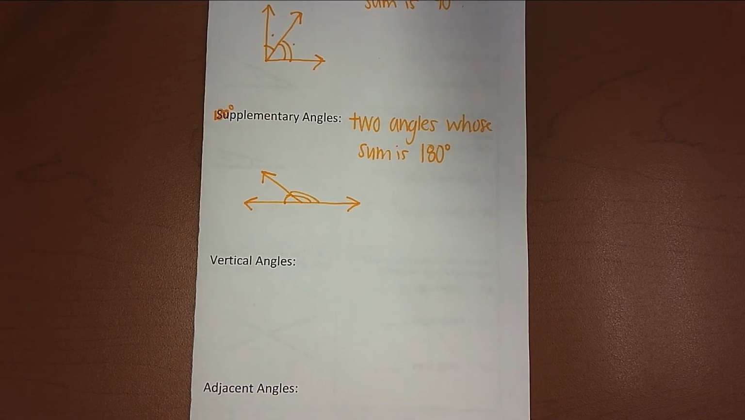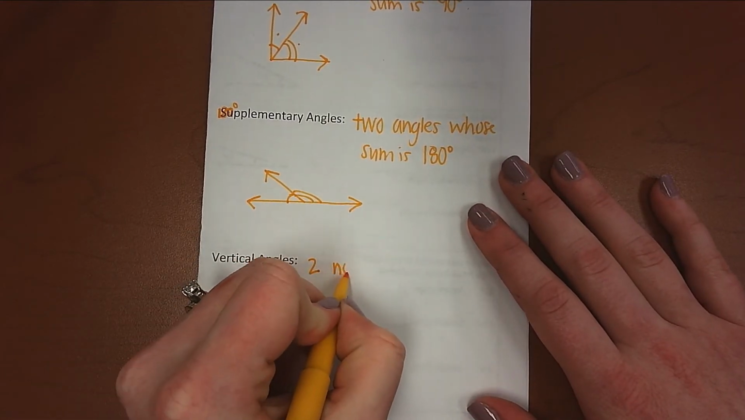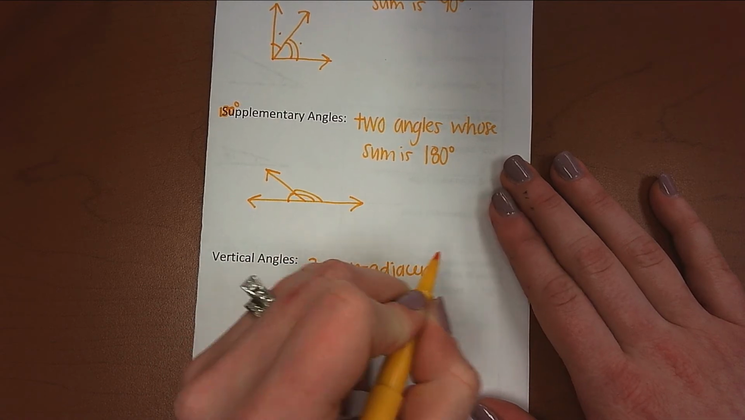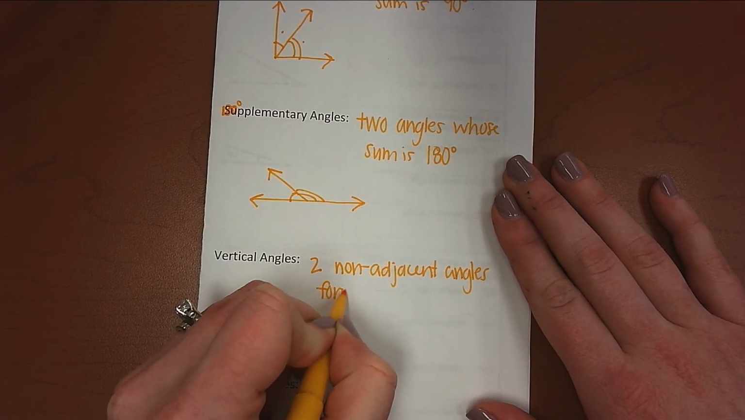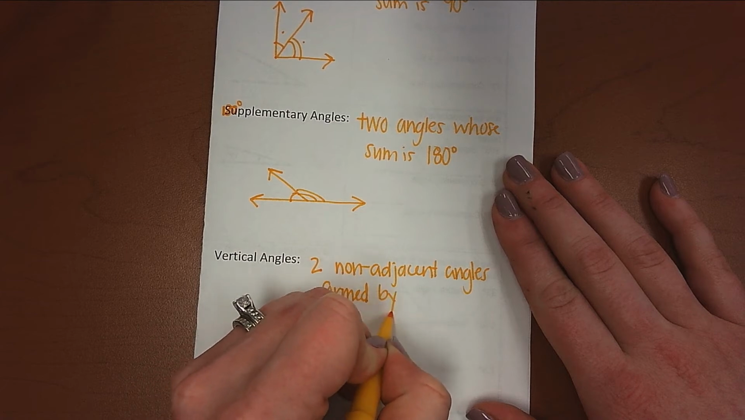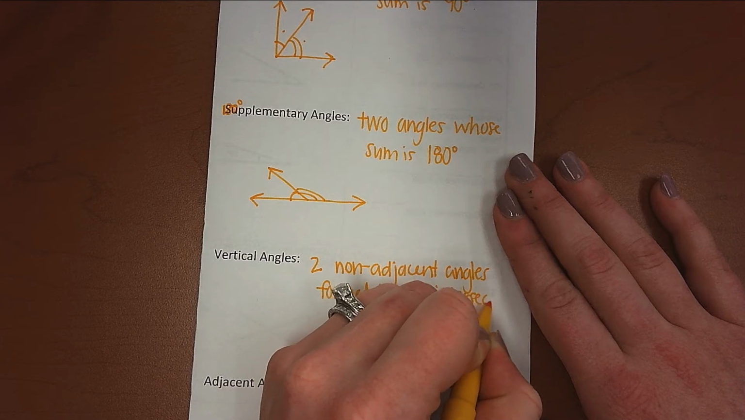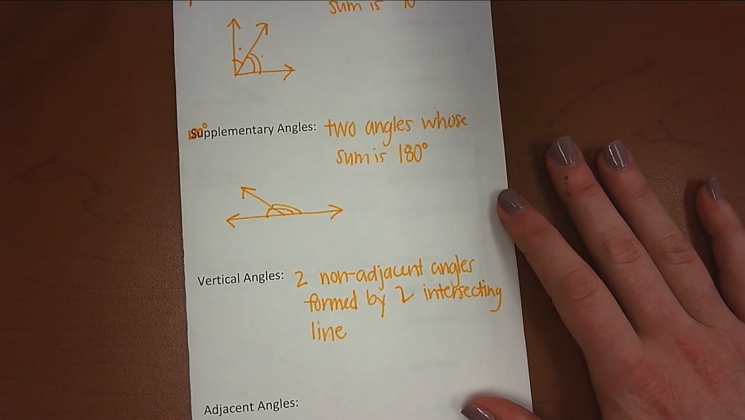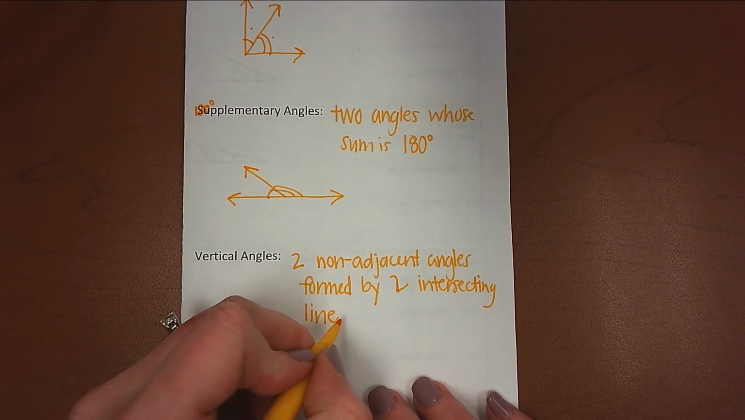We also have vertical angles. Vertical angles are two non-adjacent angles formed by two intersecting lines. So two non-adjacent angles formed by two intersecting lines. So I understand two intersecting lines.